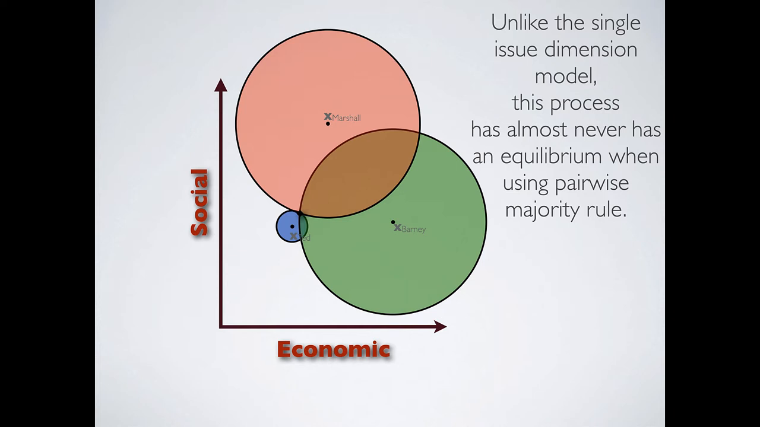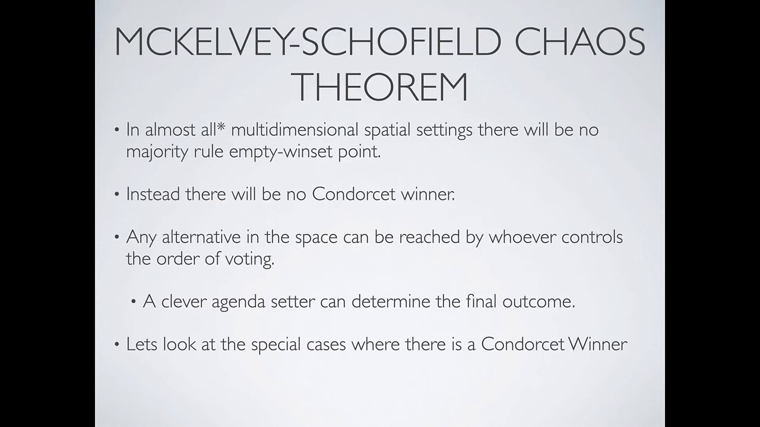And using pairwise majority rule, even if we have single peaked and symmetric utility, we do not get an equilibrium. I could keep going all day long with one of them proposing, and they would always be able to find an alternative in the WinSet that is closer to their ideal point. And we would just go round and round. And this finding has a name. It's called the McKelvey-Schofield chaos theorem.